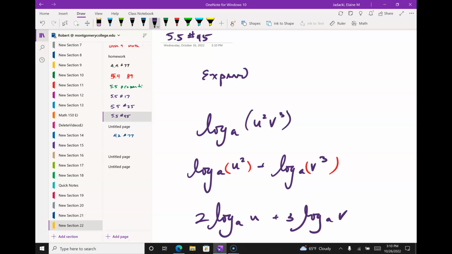Weird. But get used to it. I need these properties. I need to practice these properties so I can do the very next section, which is solving log equations or exponential equations.